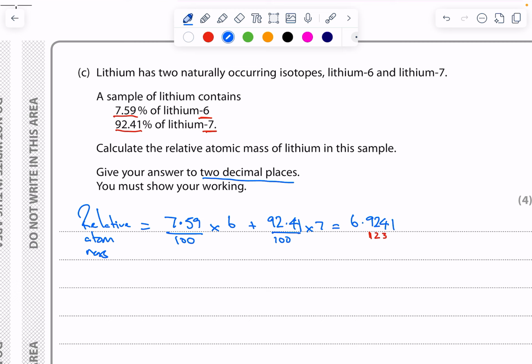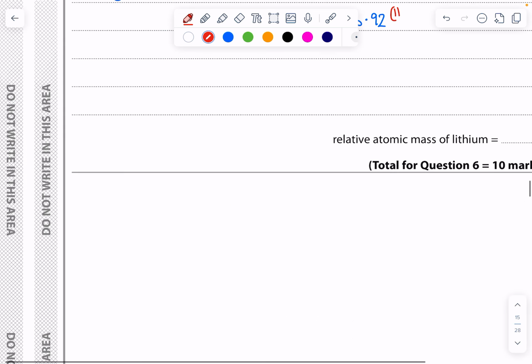So the third decimal number is a 4, so I don't need to change any of the previous numbers, so it's just going to be 6.92 as a final answer. Remember, this answer should be in between these two numbers, which it is, and it should be nearer to the 7 because you've got 92% of the atoms have a mass of 7. Marks wise, what they're going to give you here is 1 mark for doing this bit, 1 mark for doing this bit, 1 mark for getting that, and then 1 mark for giving the answer to the correct number of decimal places.